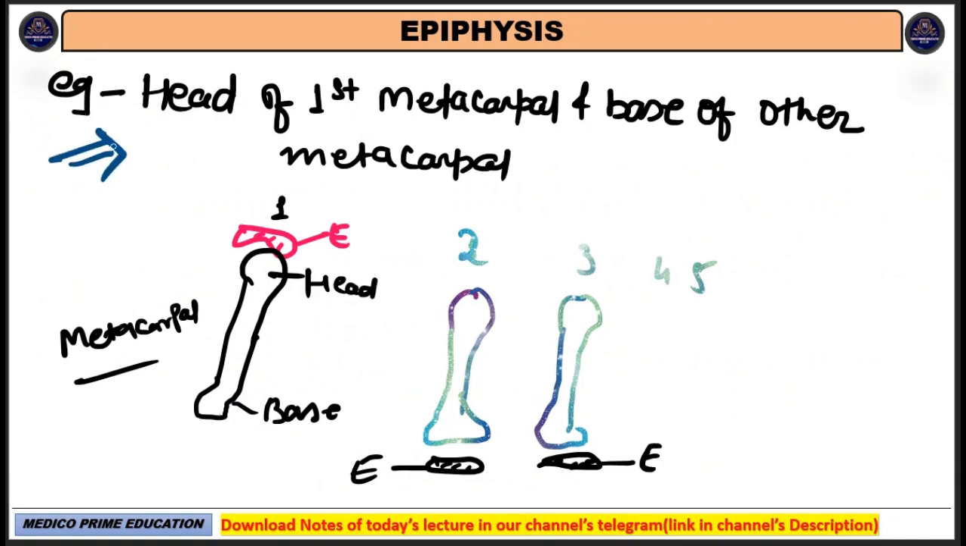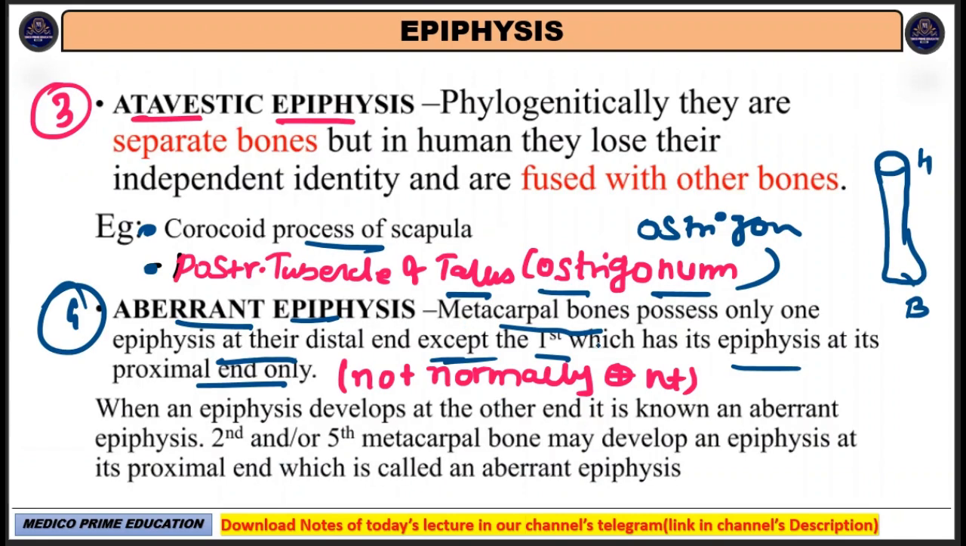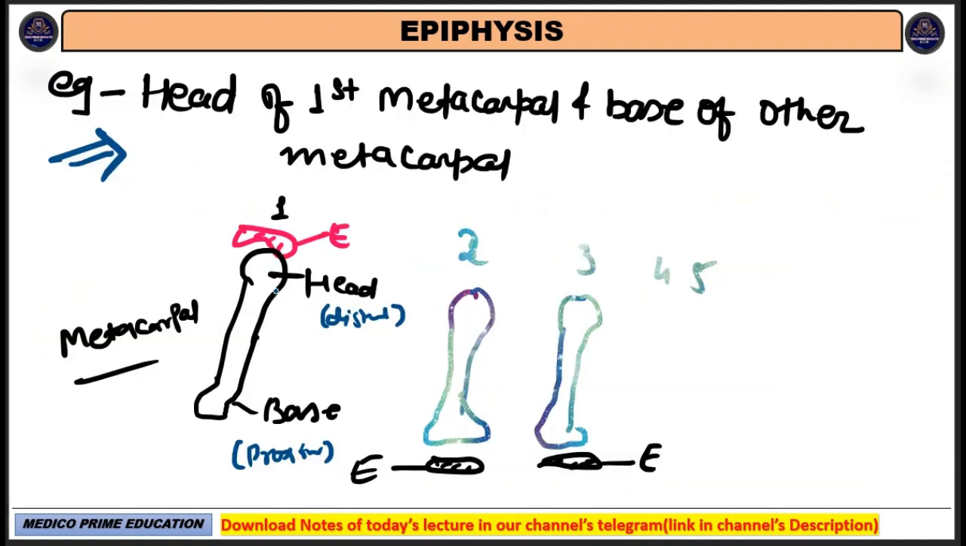Okay. So for understanding this line, I have made this slide. So this is the head, this is the base. So what we can see is that this is the proximal end. Okay, this is the distal end. From this point of view, the metacarpal bones possess only one epiphysis at their distal end. Okay, except the first, मतलब first के पास क्या होगा? Proximal end पे एक epiphysis होगा, ठीक है? Except the first, with the epiphysis at the proximal end only, ठीक है? So except the first, there is one epiphysis at the proximal end. Sorry, this is the proximal.